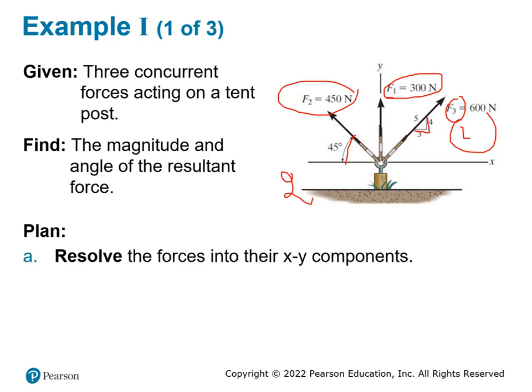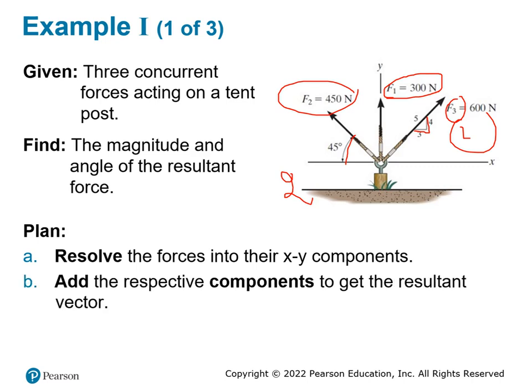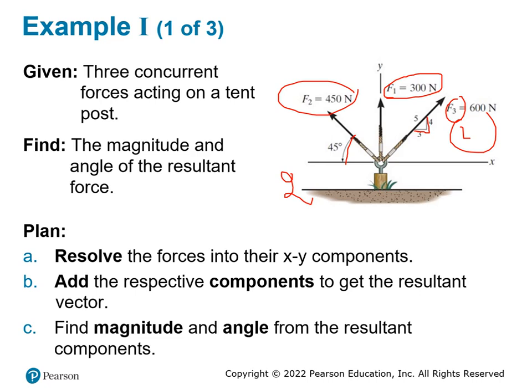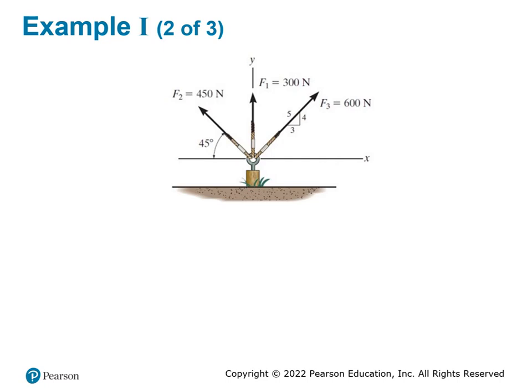So what's our plan? We're going to resolve all the forces, and then we are going to add the respective components, the horizontal and the vertical ones. Then we are going to find the magnitude and the angle from the resultant components. So let's look into this one. Our F1 we can represent in terms of horizontal, there is 0, so that is 0i, and the vertical is 300j. So how about F2?